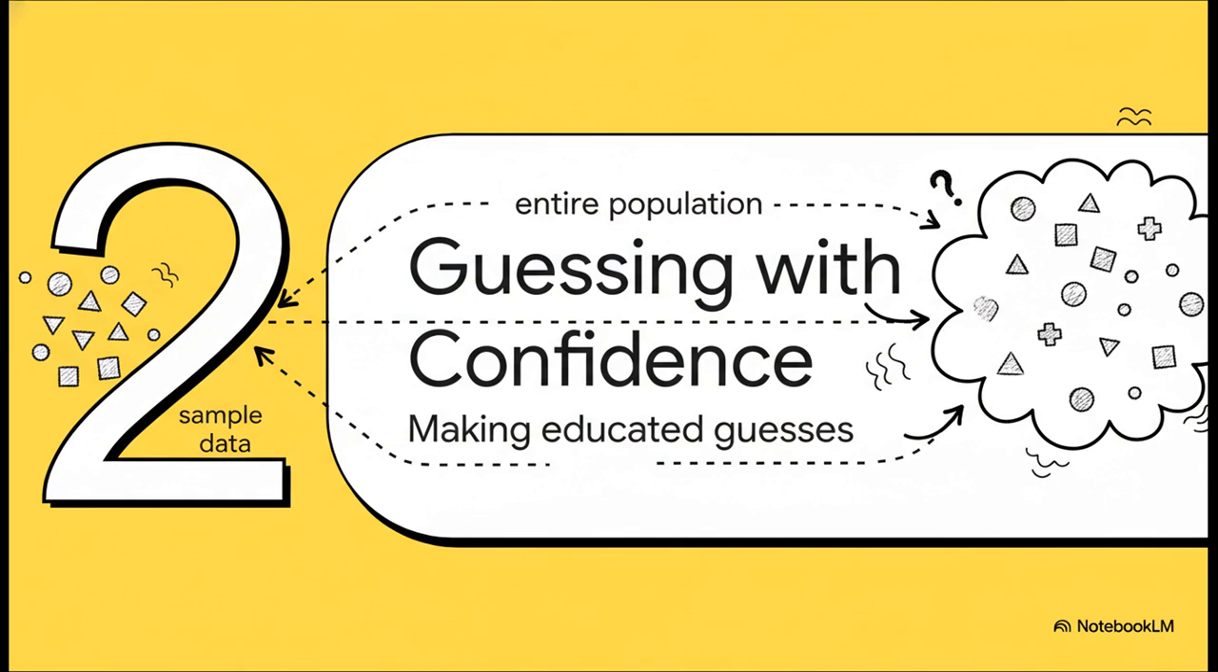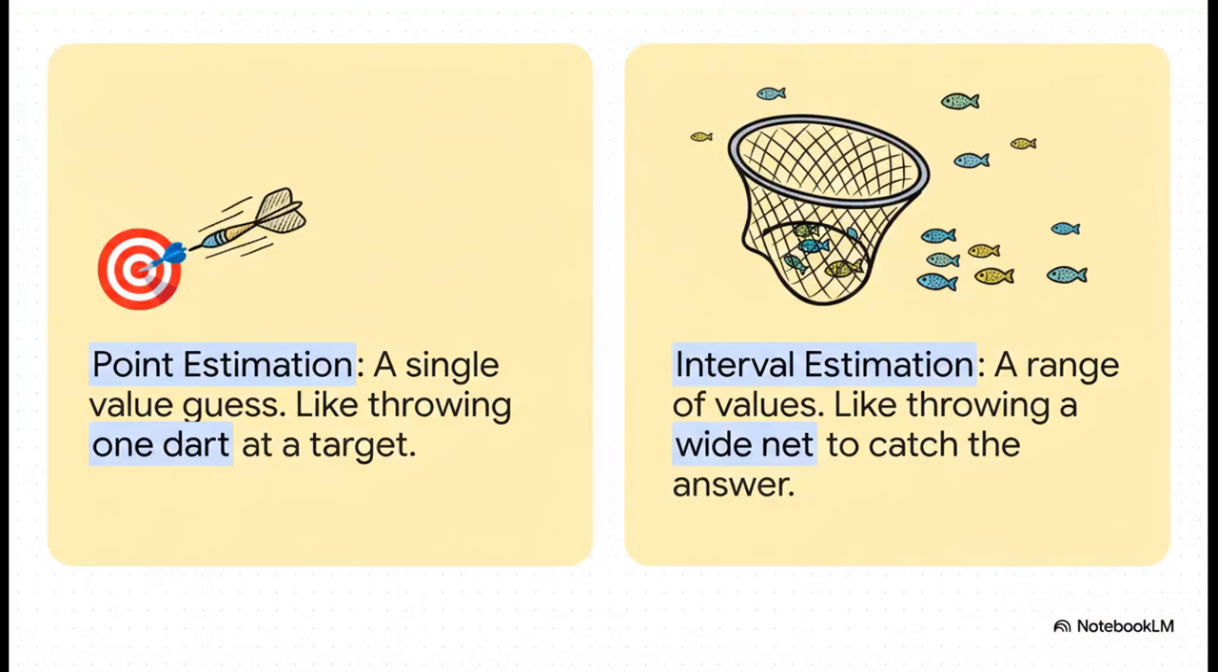All right, our supplies are gathered, we've got our data, now we can move on to phase 2. And with our sample data in hand, this is where the real fun begins. We can start making educated guesses, what statisticians call inferences, about the entire population that we couldn't directly measure. And there are basically two ways to make these guesses. A point estimate is our single best guess. It's like throwing one single dart at a target, hoping you hit the bullseye.